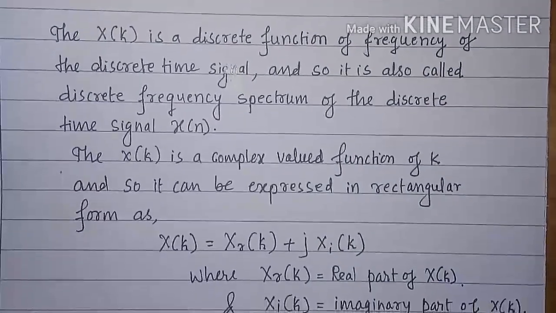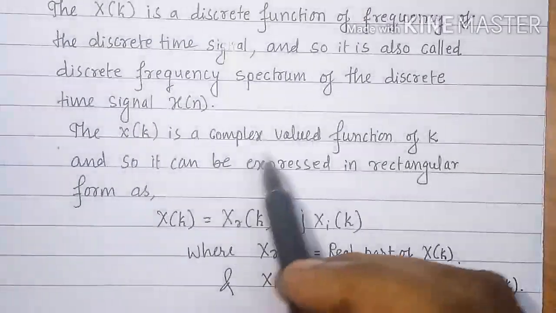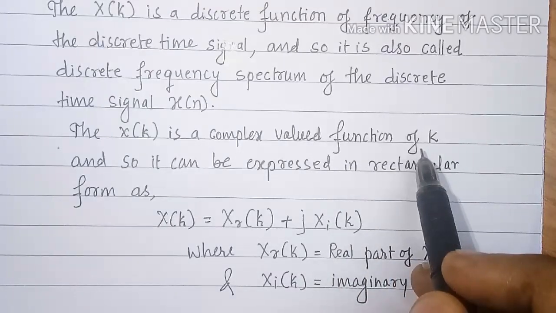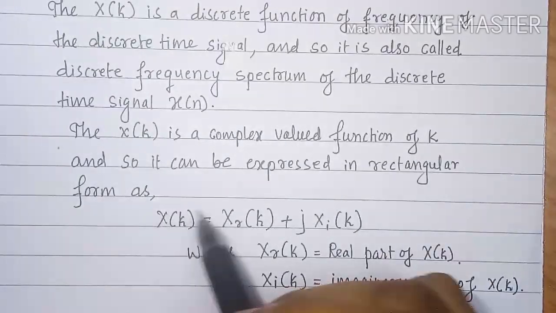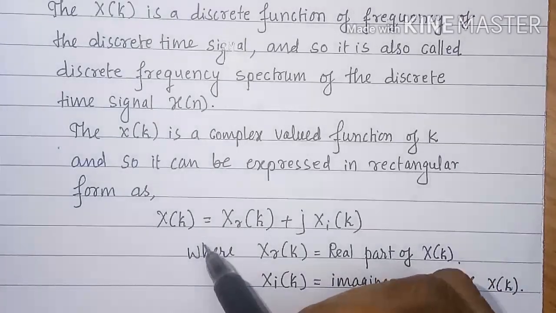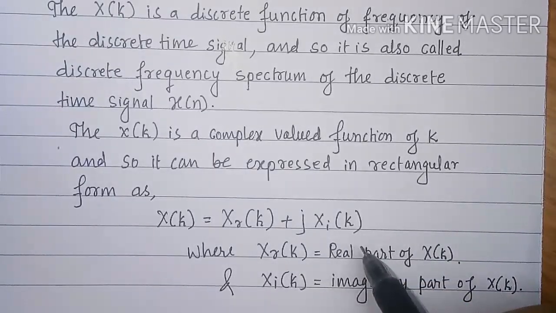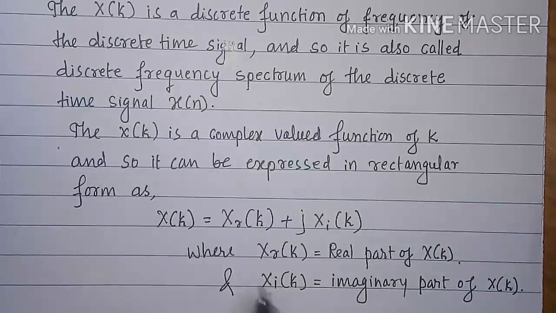And yesterday we also learned that X of k is a complex valued function of k, and so it can be expressed in rectangular form as X of k equal to XR of k plus j XI of k, where XR of k is the real part of X of k and XI of k is the imaginary part of X of k.